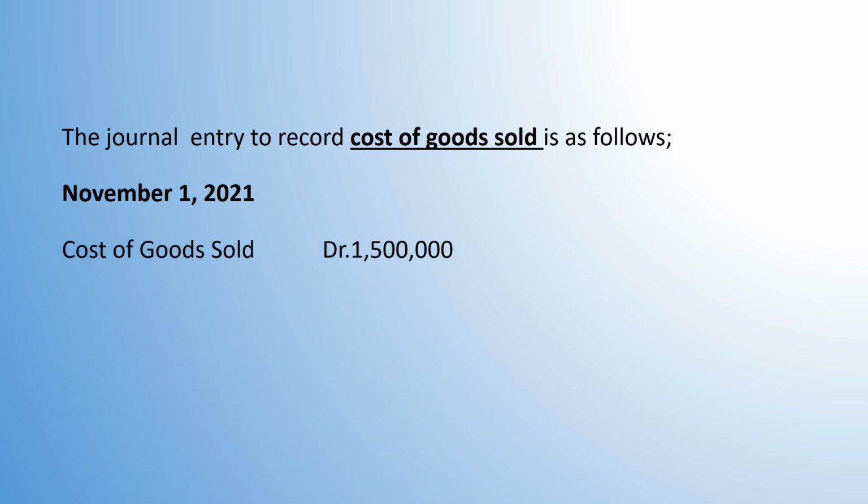The journal entry to record the cost of goods sold is as follows. On 1st of November 2021, we should debit the cost of goods sold account by 1.5 million and we should credit the inventory by 1.5 million.